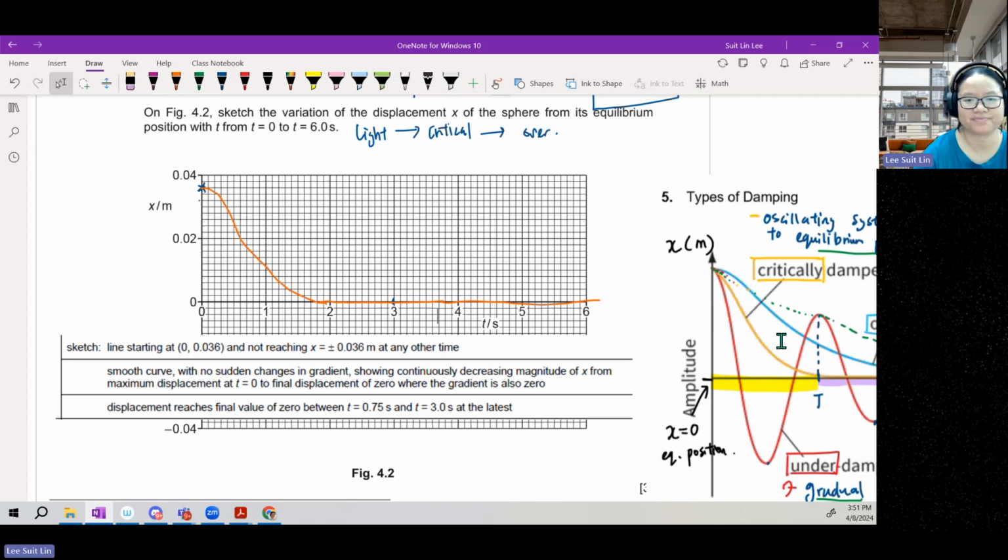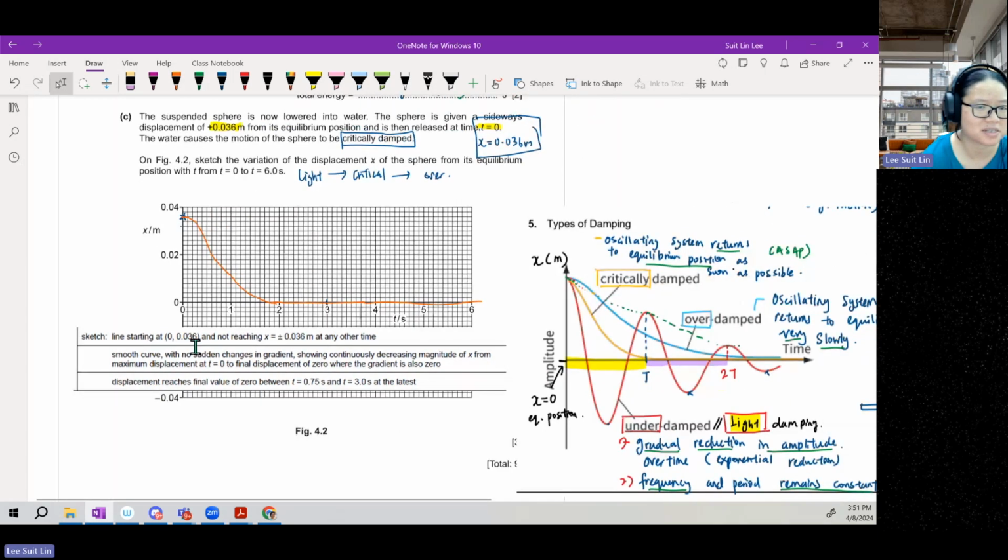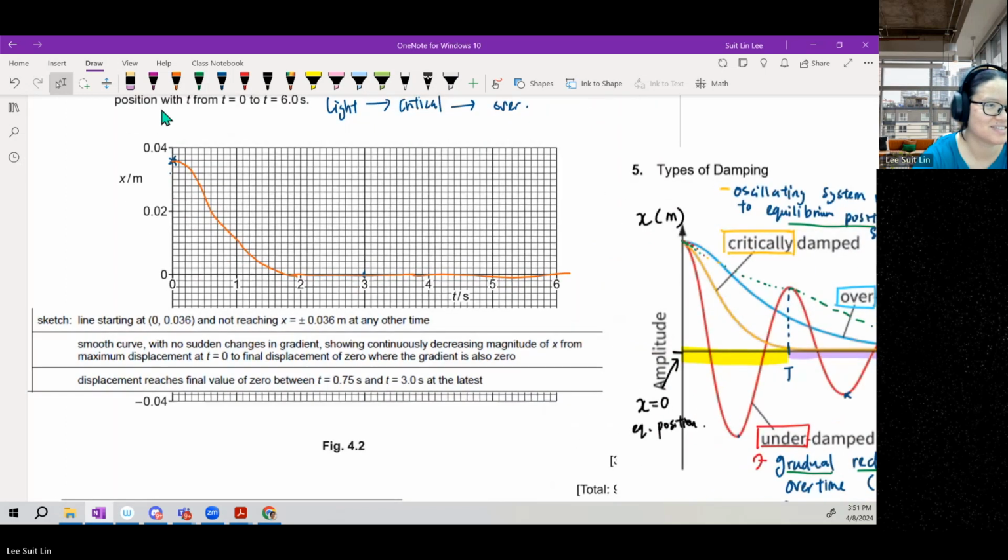When drawing this graph, most of the time they'll ask you to draw the red one. So if they ask you to draw critical damping, maybe they'll ask you to draw over damping, where your t-axis is an asymptote. So if I want to draw over damping, I'll draw like this one. This is over. This is critical. And I don't think I need to draw light damping. 3 marks. Very nice.